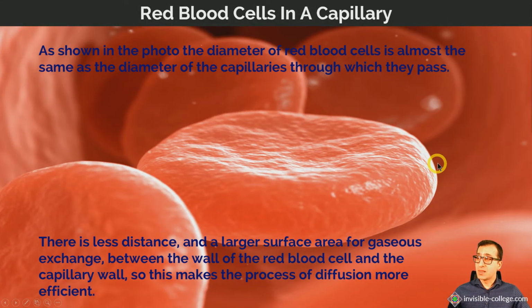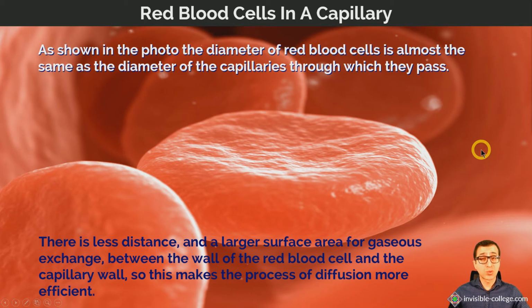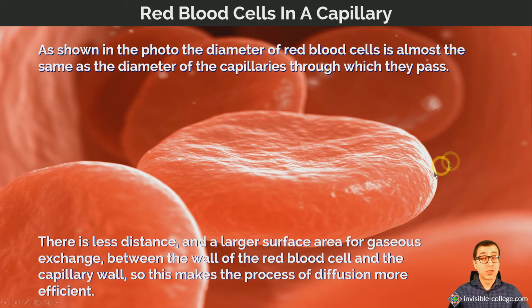Now, as you can see in this photo, the diameter of red blood cells is almost the same as the diameter of the capillaries through which they pass. Red blood cells typically pass through capillaries one cell at a time in single file. Now, this means that there's less distance and a larger surface area for gas exchange to occur between the walls of the red blood cell and the capillary wall, and this makes the process of diffusion of oxygen from the red blood cell outward through the wall of the capillary and into the surrounding tissues more efficient.